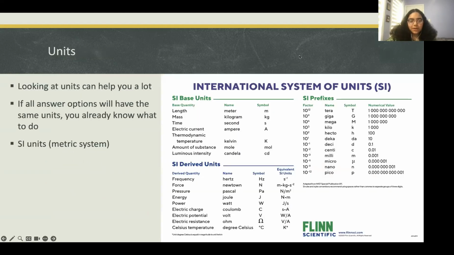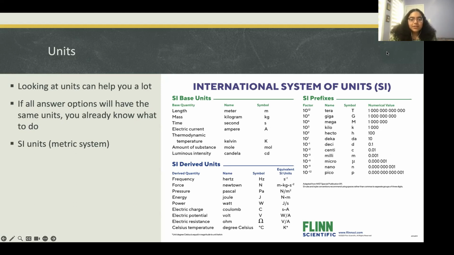In terms of units, I think units are one of the best things to understand for MCAT physics. It can help you a lot. The questions are going to use the standardized units, the SI units, which are part of the metric system. And if all of your answer options have the same units, and you're given some numbers with their units, sometimes you don't even have to know the underlying physics. If you just see it's meters per second in the answers and you have a meter and you have a second, a lot of times you can already get a hint on what to do.